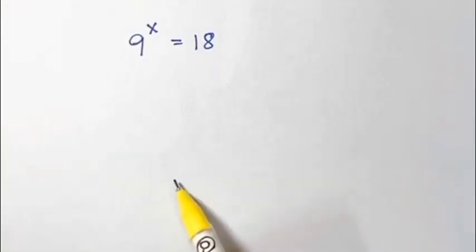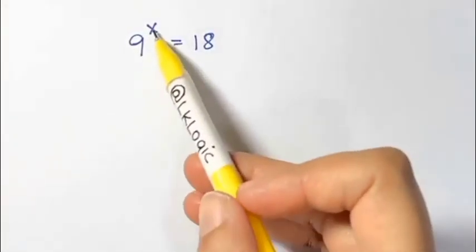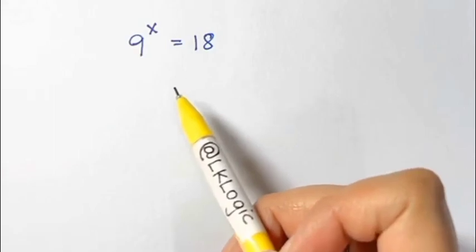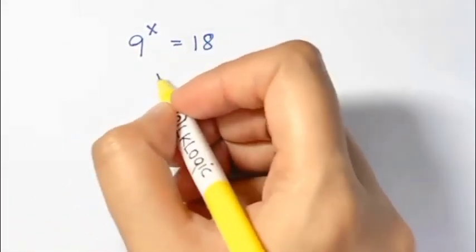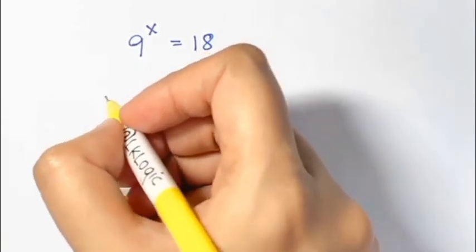Hi everyone, let's solve the easiest question ever. 9 to the power of x equals 18. So what do you think the answer is? Let's check it out. First of all, what we are going to do is apply log on both sides.